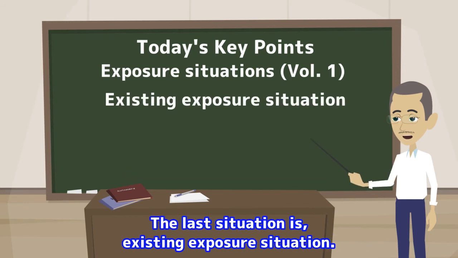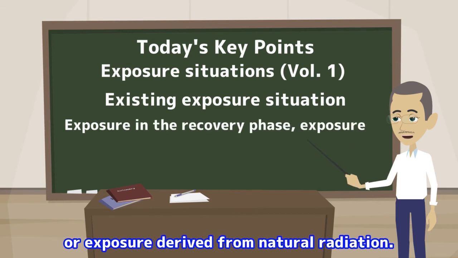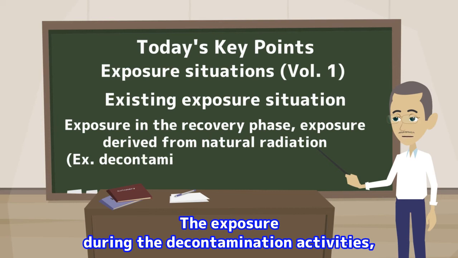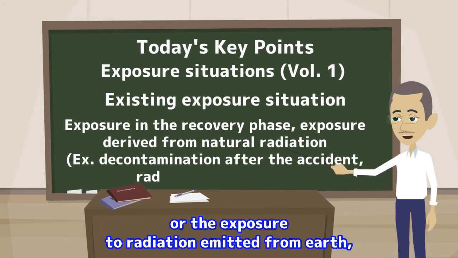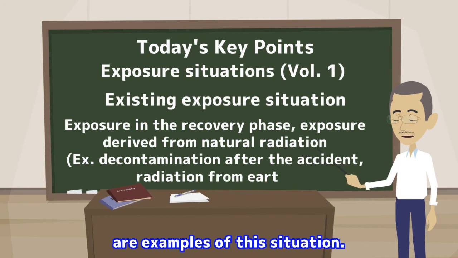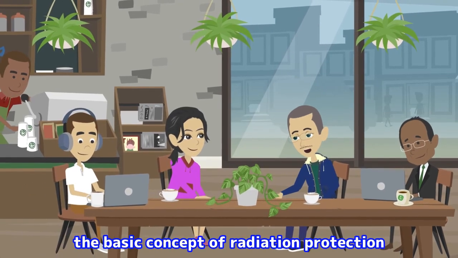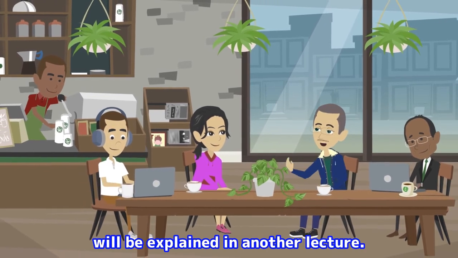The last situation is existing exposure situation. This is the exposure under the recovery phase after the accident, or exposure derived from natural radiation. The exposure during the decontamination activities, after the contamination situation is better understood, or the exposure to radiation emitted from Earth, are examples of this situation. As I said previously, the basic concept of radiation protection in each exposure situation will be explained in another lecture.